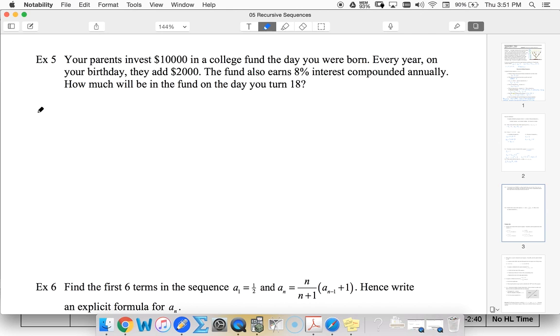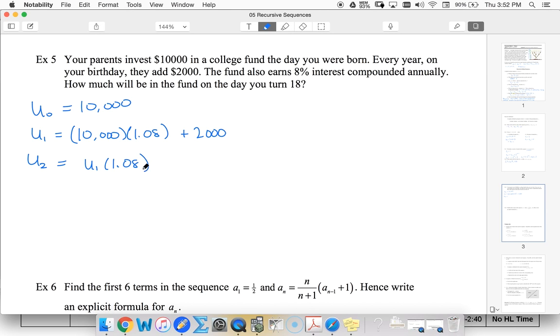So starting when you're born, I'm going to call that U sub 0. They put in $10,000. And then on your first birthday, that $10,000 will have earned its 8% interest, and they add $2,000. For your second birthday, all of this will earn 8% interest. So I'll have U1 times 1.08, plus they add another $2,000.